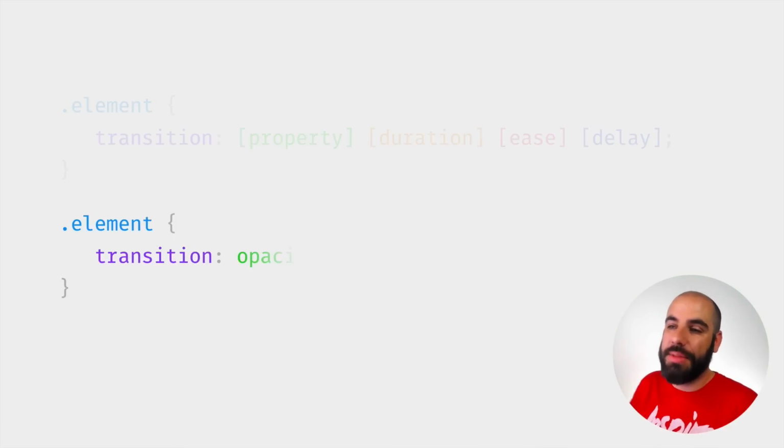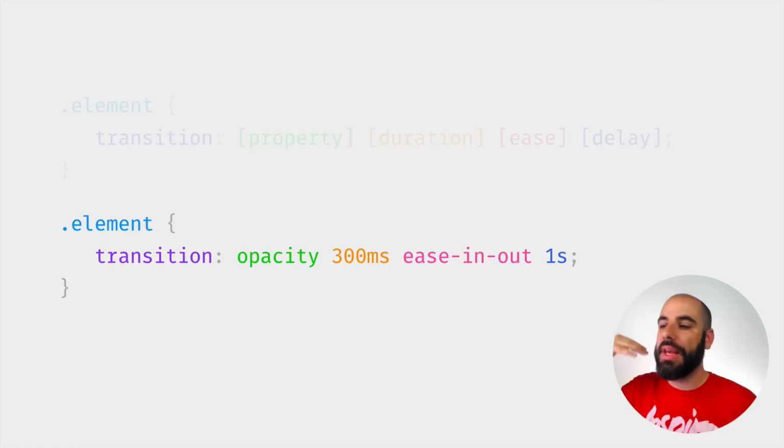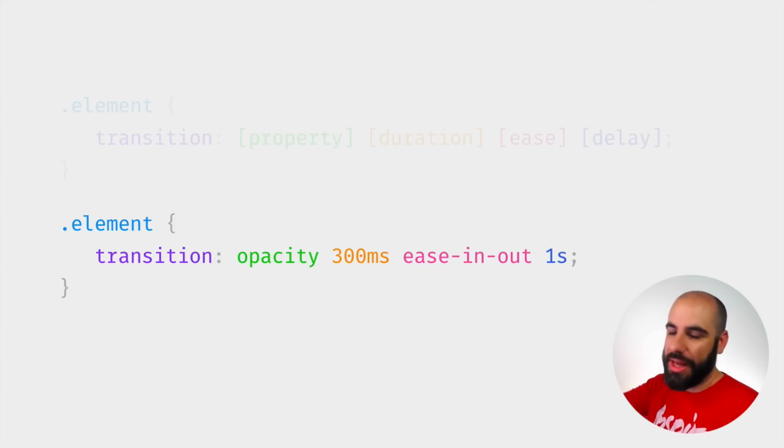And you would write it out something like this. Here's an example of how this would be written. Transition opacity, and the green there is the property of the element that we're animating. So if there's a bunch of element properties like height and width and color, all those things will not get transitioned, only opacity.